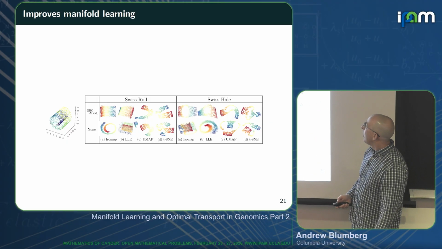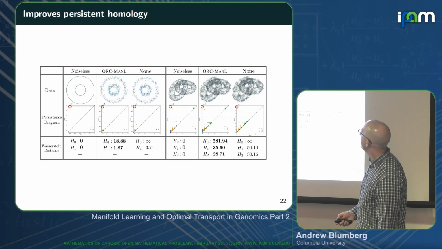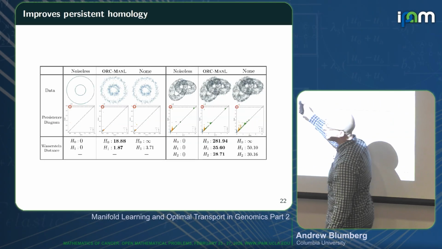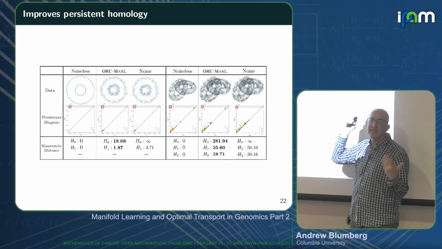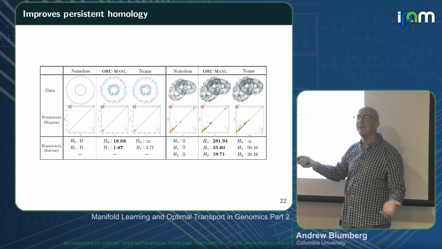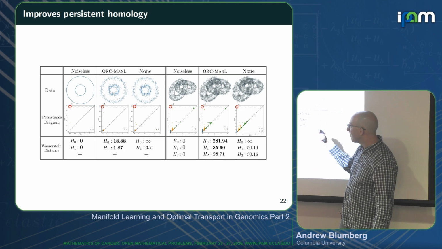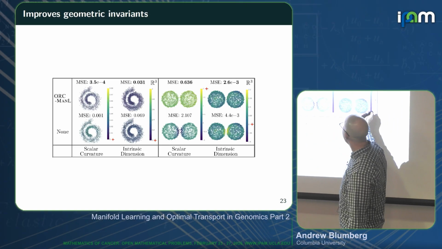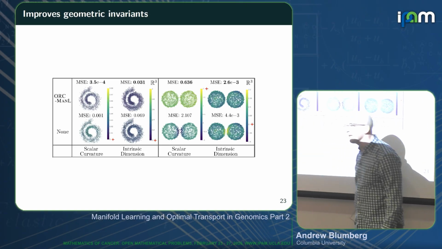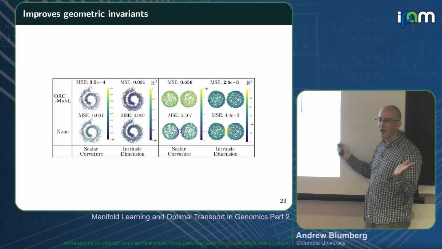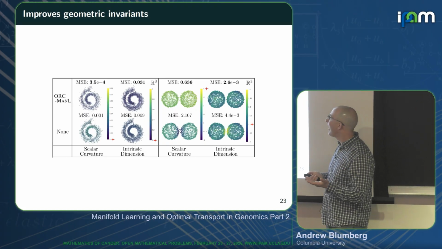Anyway, it's cool. If you do this, it improves persistent homology calculations. It cleans things up. This is a way of denoising your data. And so it improves this. It improves dimension estimates and scalar curvature estimates. Not that those are so good to begin with, as we've discussed, but this is a better way to do them.